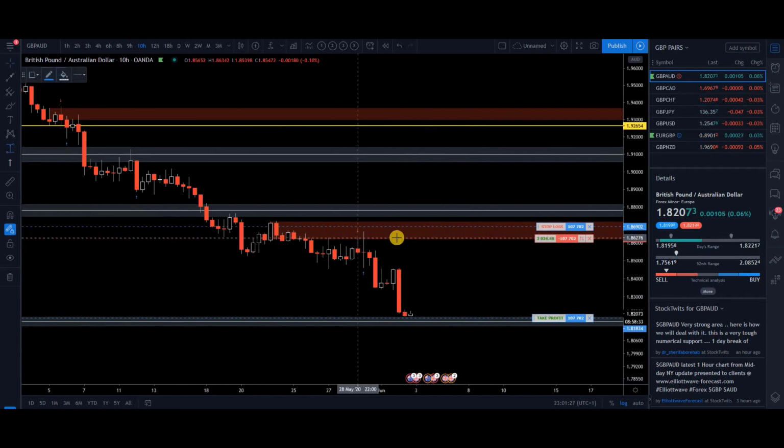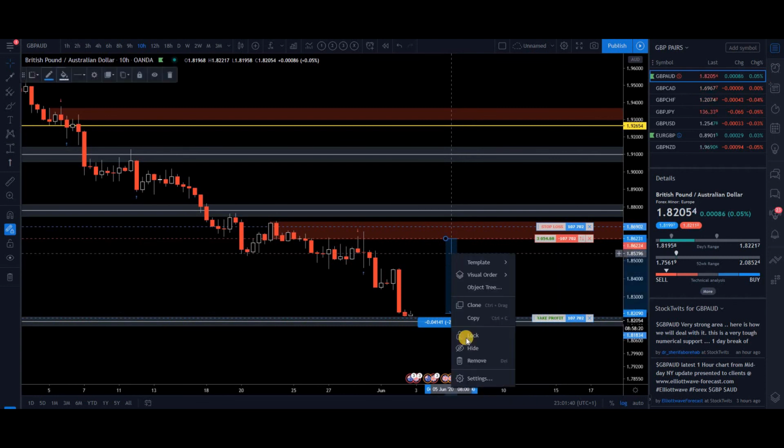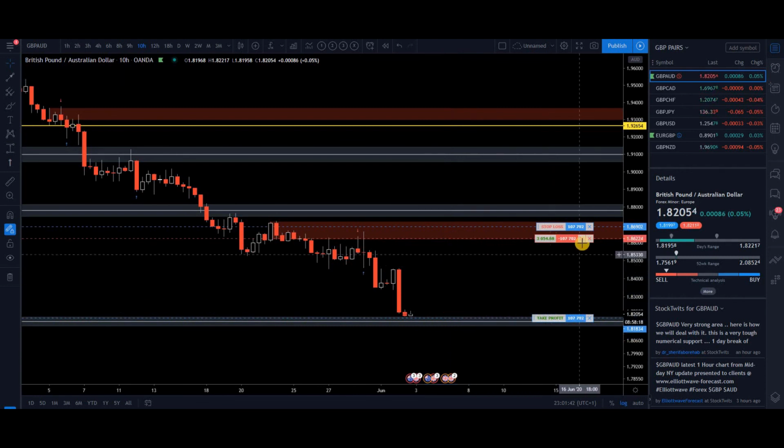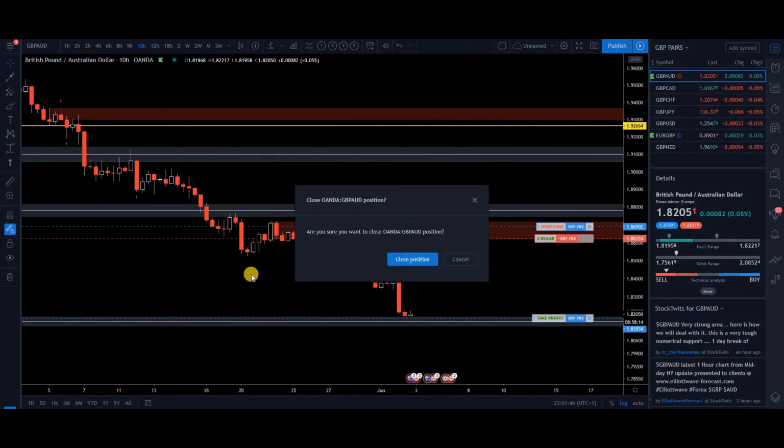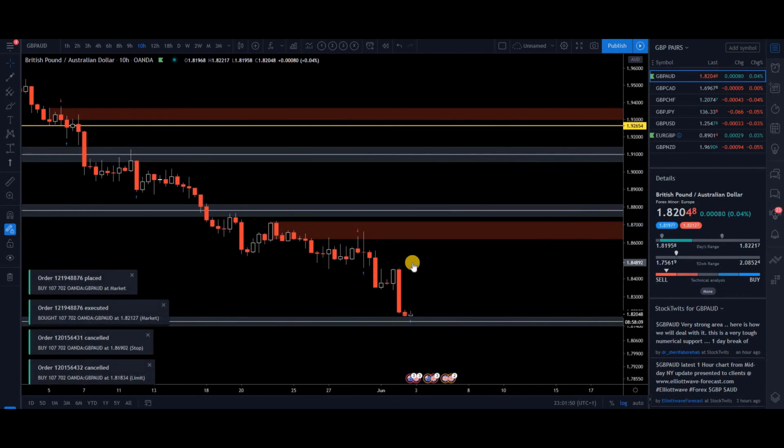And here's where we got in. Let's go to that area there. Let's go all the way down, and there we are at 414 pips. I'm happy with 414 pips, guys. Absolutely over the moon with 414 pips. So what we're going to do here is we're going to close the position. Do we want to close the position? Absolutely yes. And there we go. Great winner, guys. Absolutely great winner.